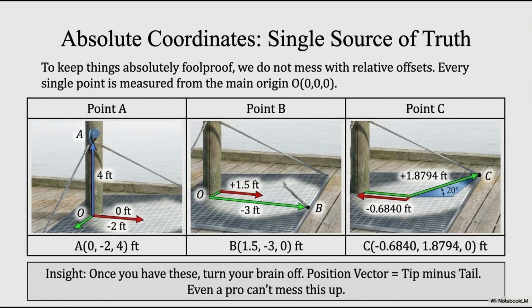Next, point B, the end of the first cable. From the origin, it pops out 1.5 feet along the x-axis, stretches out minus 3 feet along the y-axis, and sits flat on the ground.